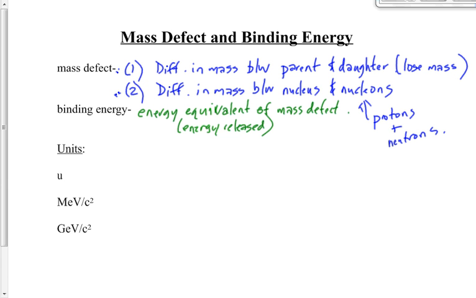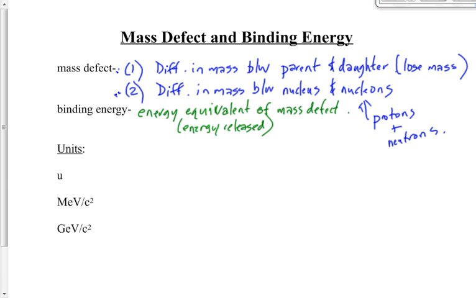Now, how do you think you'd find binding energy? You got a mass defect, you got a missing mass. Where did that mass go? Oh, it went into energy. How do you think you'd find the amount of binding energy, or that energy that's equivalent to the missing mass?